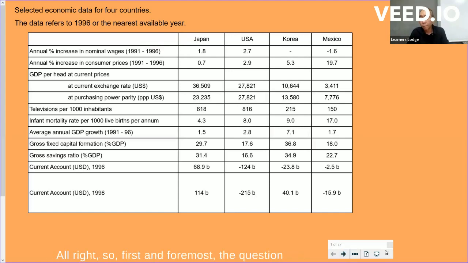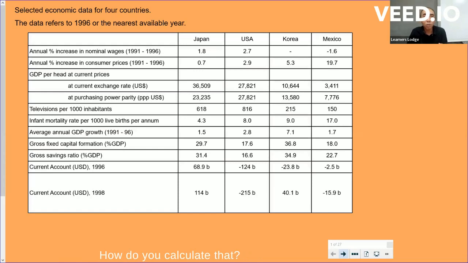All right, so first and foremost, the question gave us a table that involved data pertaining to Japan, USA, Korea, and Mexico, and there's some information provided as shown in the table here. So what was the question about? Question A asked, did Japan, USA, or Mexico have the greatest rise in real wage between 91 and 96? So Japan, USA, Mexico, 3 of the 4 countries are identified in the table. You're supposed to calculate which one has the highest increase in real wage.